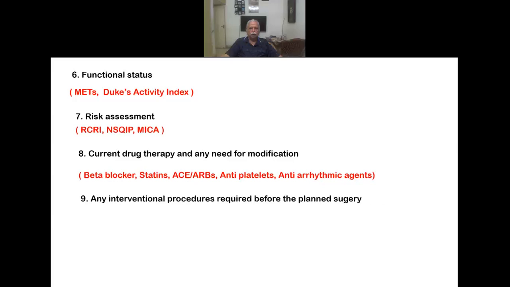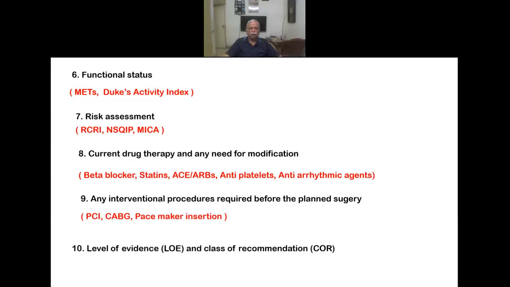And any interventional procedures required before the planned surgery, like you said about PTCA or bypass or other interventions or pacemaker insertion, all these things have to be planned well before surgery. And you have to take into consideration the level of evidence and the class of recommendation for each and every suggestion that you give, whether to go ahead with the PCI or CABG or pacemaker. And once these 10 questions are answered, most of your evaluation will be finished.